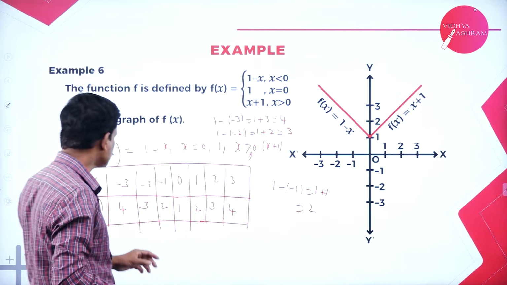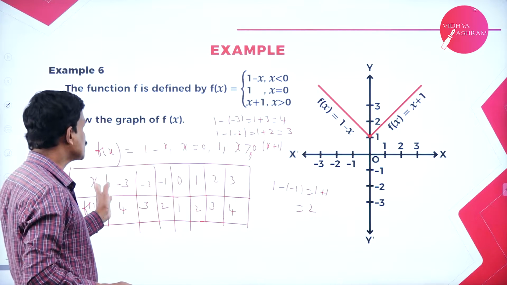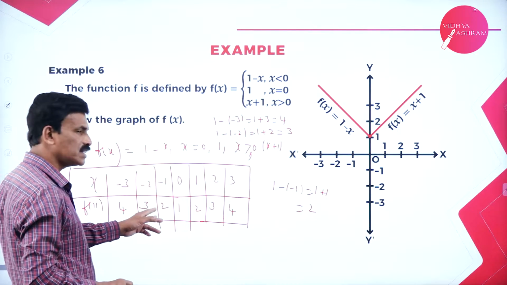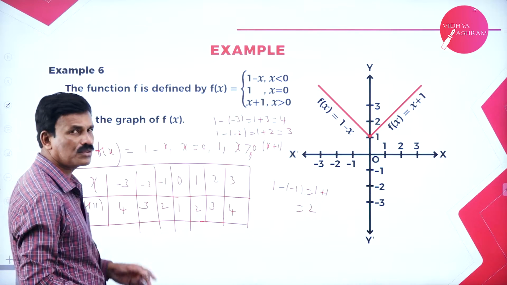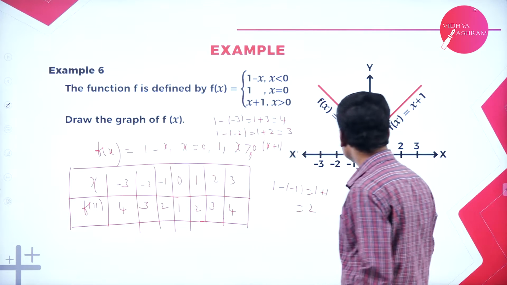So here, when x is 0, f of x is 2, 3, 4. When x is less than 0, minus 1, minus 2, minus 3, the answer you are going to get is 2, 3 and 4. Now let us represent this in a graph.